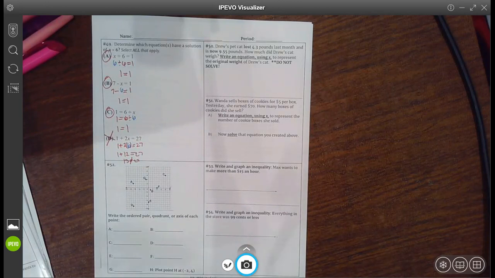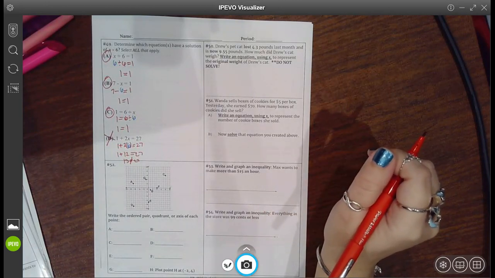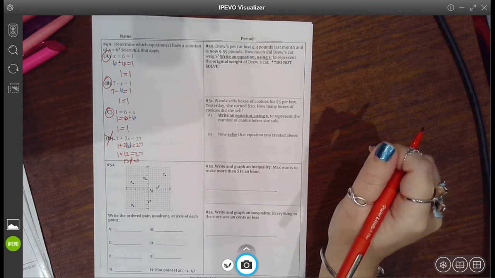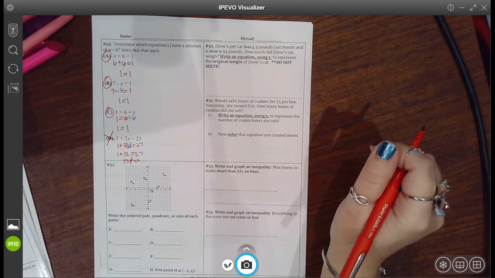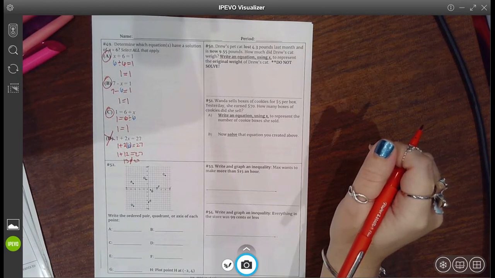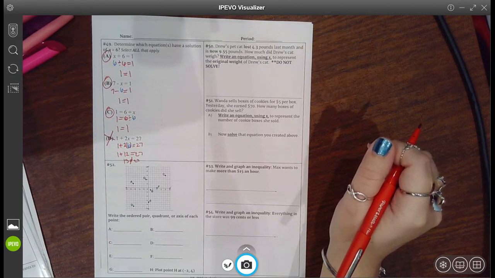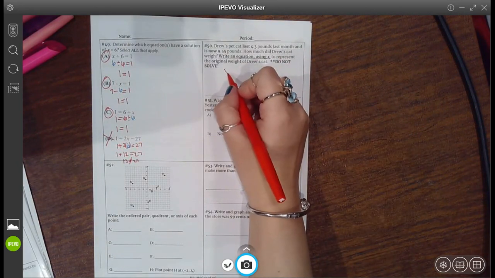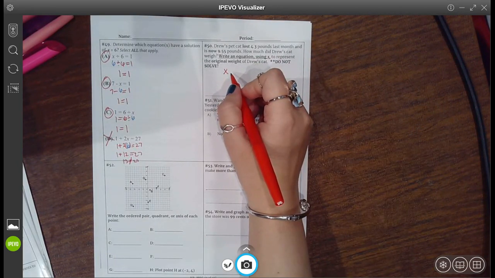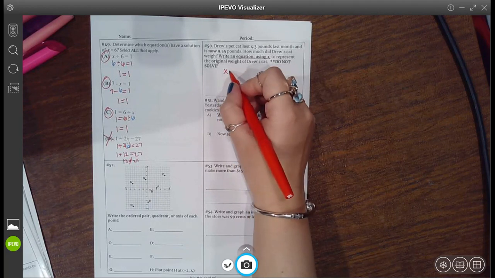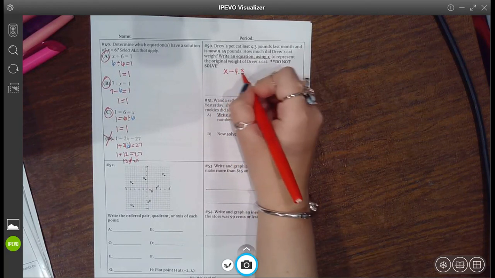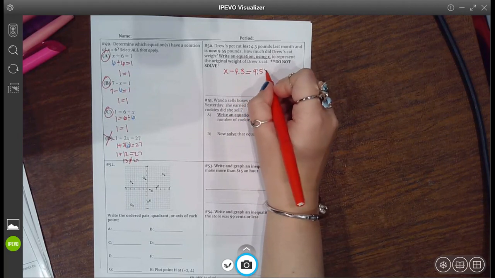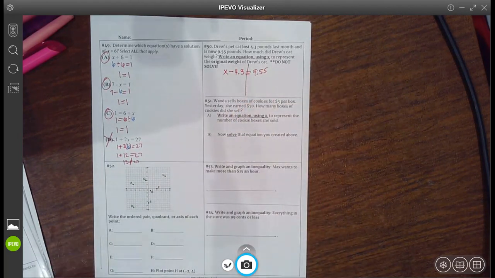Okay, my next one says Drew's pet cat lost 4.3 pounds last month and is now 9.55 pounds. How much did Drew's cat weigh? Write an equation using x to represent the original weight of the cat. Okay, the original weight. So we don't know how much the original weight was, but then he lost, so minus 4.3 pounds, and he's now equal to 9.55. Okay, so there's my equation.